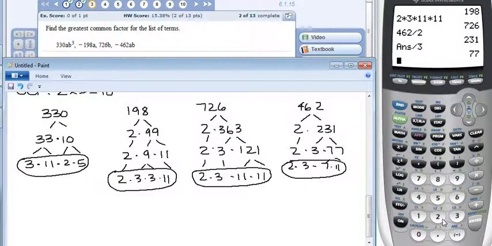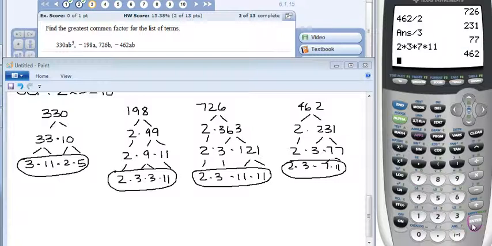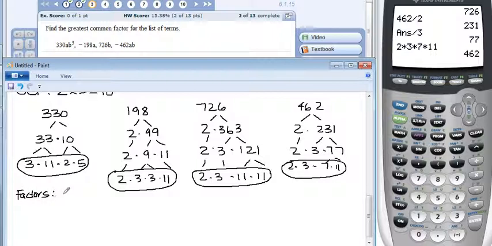So again, I'll just do a quick check. 2 times 3 times 7 times 11. Especially in a test situation, you want to just double check to see if you've broken those down correctly. All right, what are my factors that I'm looking for? This is not the most critical piece of it, but it will be when we're looking for LCD. So I want to get used to listing our factors. We've got 2s, we've got 3s, we've got 5s, we've got 7s, and we've got 11s. So these are the ones that I'm going to be comparing.